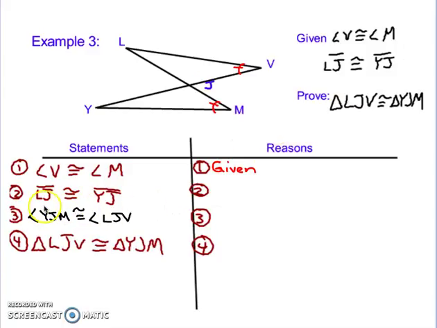Our next statement is that segment LJ is congruent to segment YJ. So we can mark those here. Segment LJ is congruent to segment YJ. And again, over on this side, we can just simply write for that one that that was a given as well.